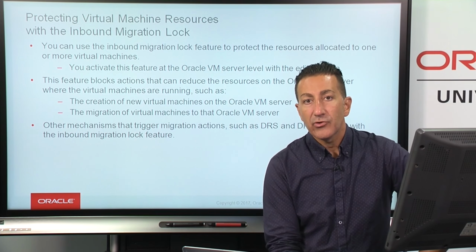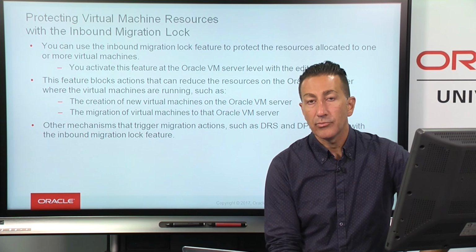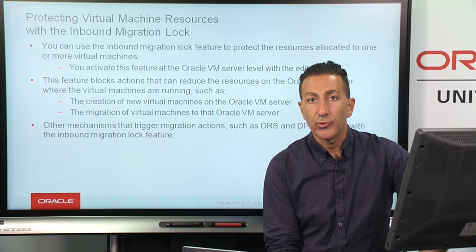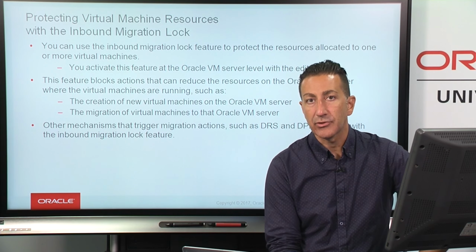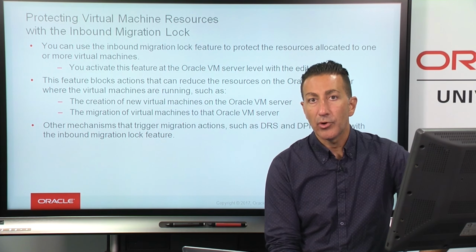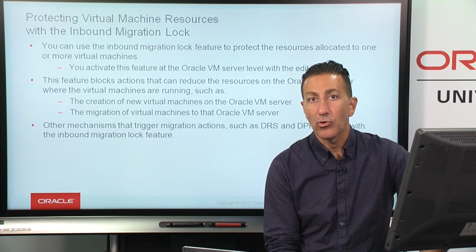Well, about protecting the virtual machine resources with the inbound migration lock: based on these policies, for example, DRS or DPM, or when you try to do it manually, sometimes you have VMs in a server that need to have practically exclusive access to the resources in this VM server, CPU and memory. So, for example, you want to avoid some VMs that are running in other VM servers being migrated based on these policies or manually.